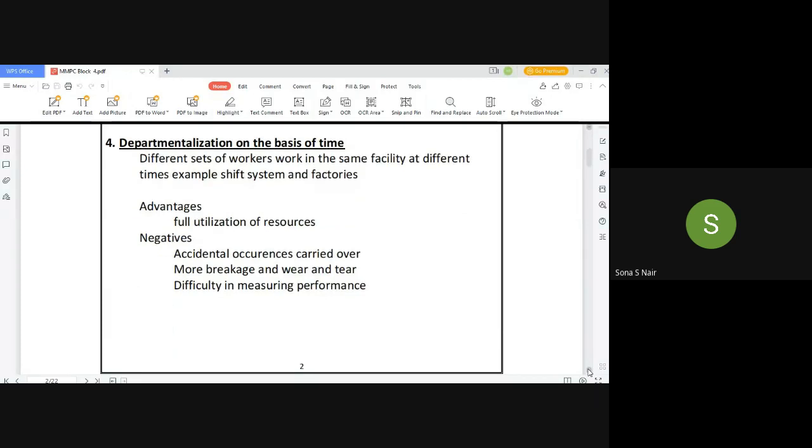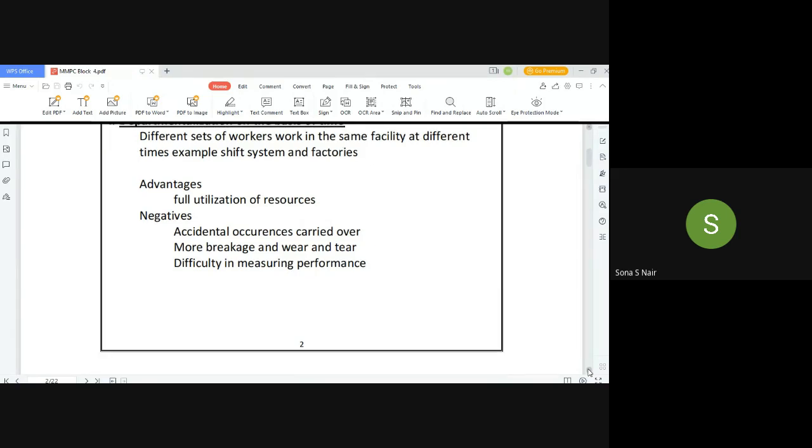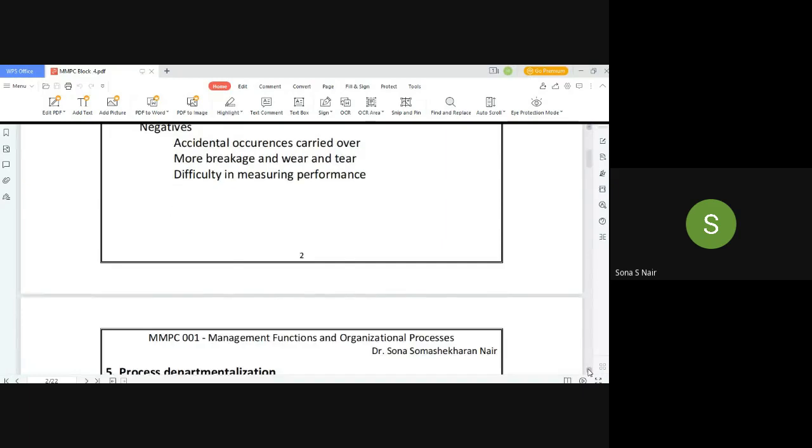The disadvantage is that accidental occurrences or breakage will be carried over from one shift to another shift. And since you are using the capacity of the plant continually, more breakage and wear and tear will be there. And sometimes it will be difficult to measure the performance, because how would you note the productivity of the different shifts of people? It becomes a little difficult.